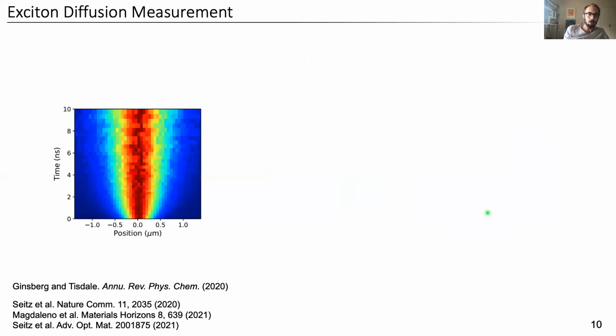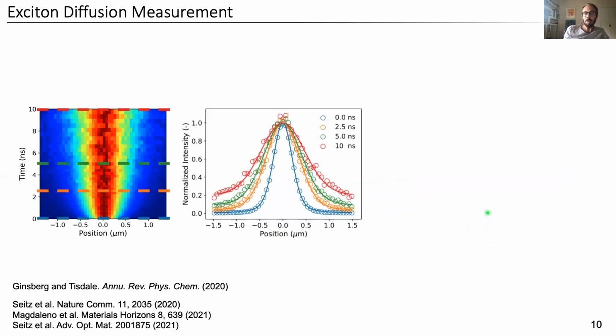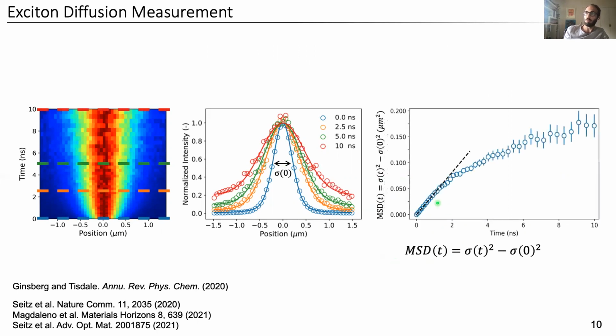We can quantify this a little bit better from these kind of maps by taking line traces, at 0 nanoseconds and later times, and basically taking the variance of these different slices in time, comparing these and extracting a mean square displacement. So mean square displacement as a function of time gives us then this kind of plot where we see fast diffusion in the beginning and later down it slows down a little bit. Now this fast diffusion here in the beginning is linear.